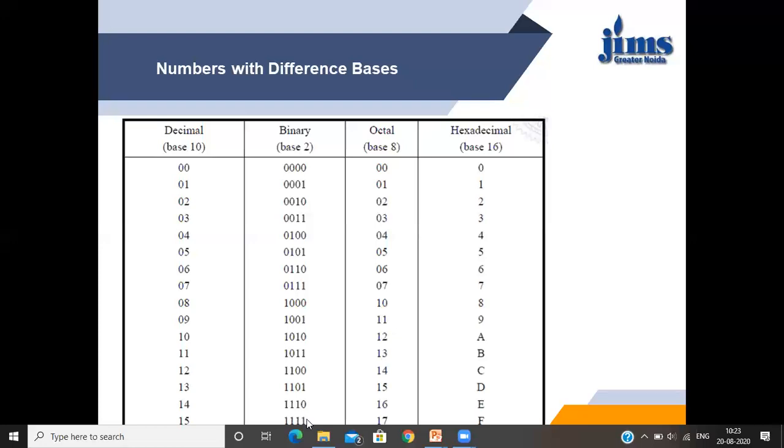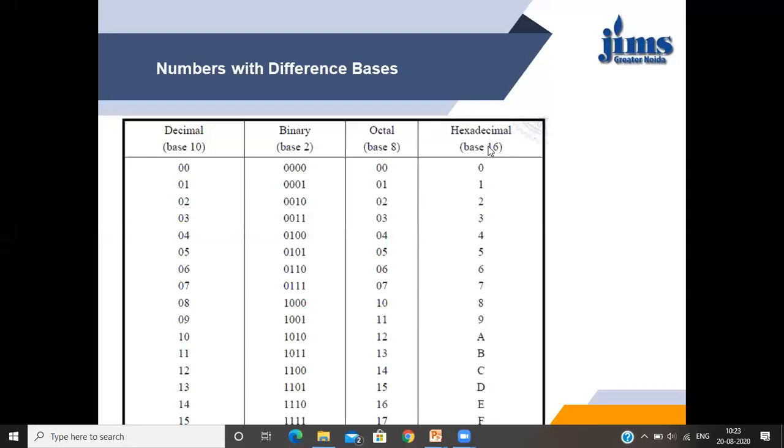Like this. And for the octal number, as the base is 8, we have the digits from 0 to 7. After 7, it will be 1, 0. So 8 will be represented by 1, 0. Then 1, 1 is 9. 1, 2 is 10. 1, 3 is 11. 1, 4 is 12. 1, 5 is 13. 1, 6 is 14. 1, 7 is 15. Now to write 16, we'll write here 2, 0. Now 2, 0 in base 8 is 16.